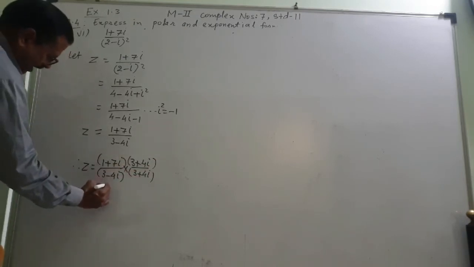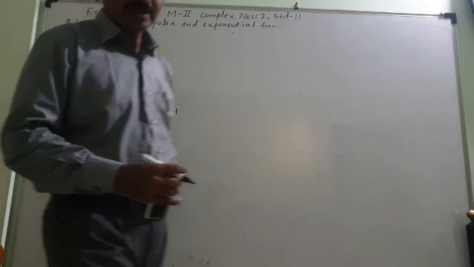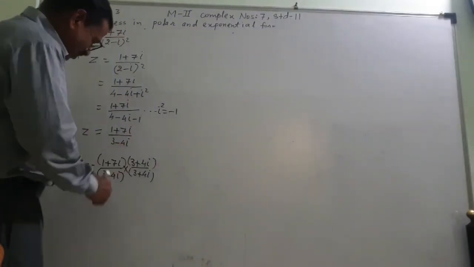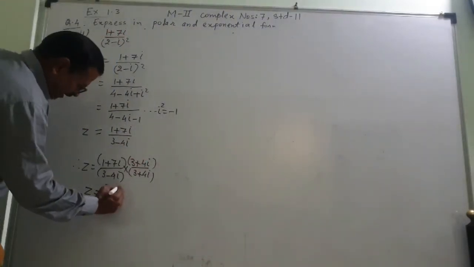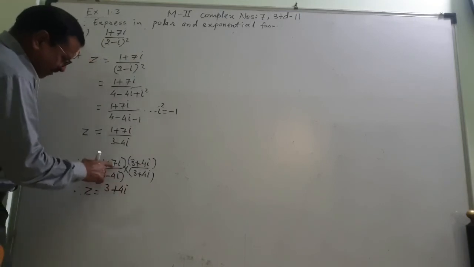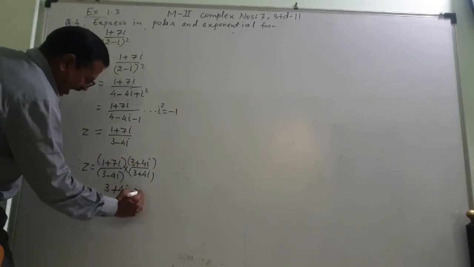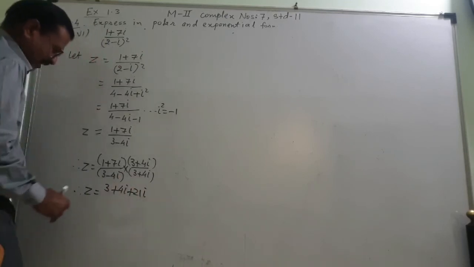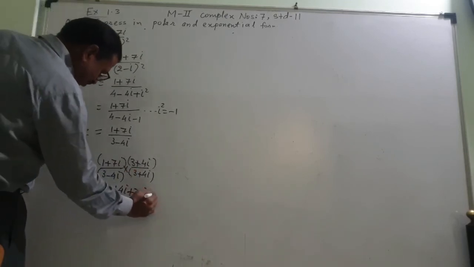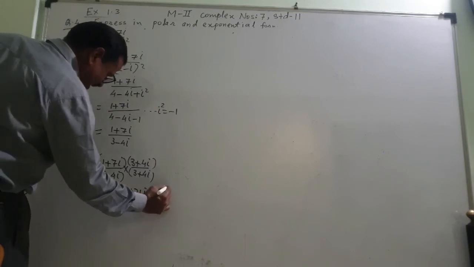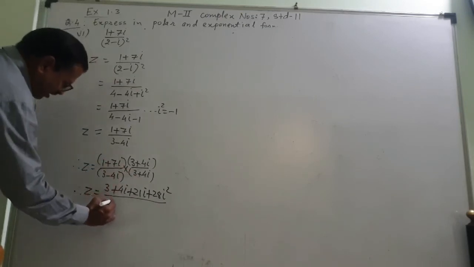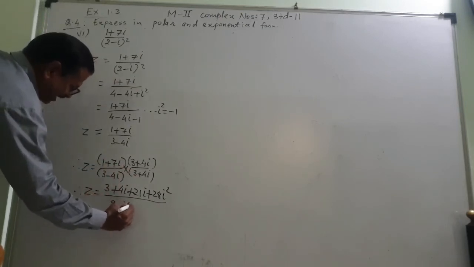1 into 3 is 3. Let me see whether you can see on the screen in the mobile. Yes, you can. So 1 into 3 is 3. 1 into 4i is 4i. Now this 7i into 3 is plus 21i. And now this is 28i square upon a square minus b square. So 9 minus 16i square.